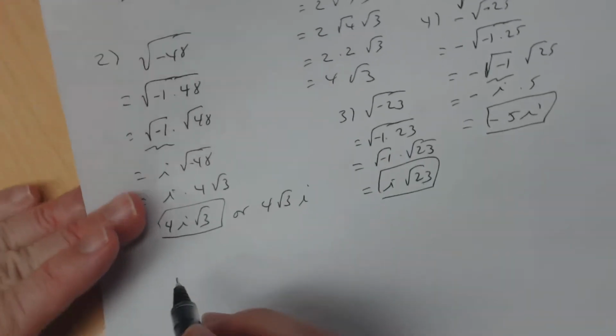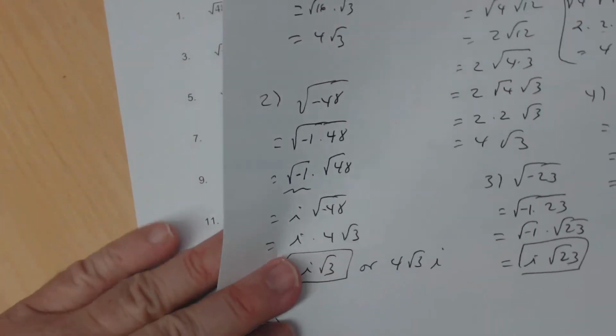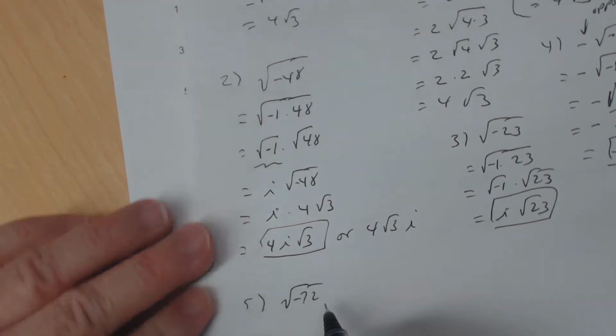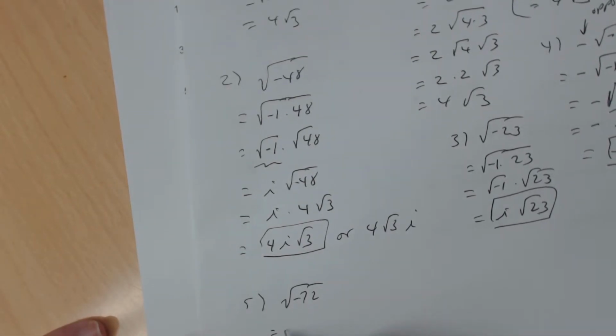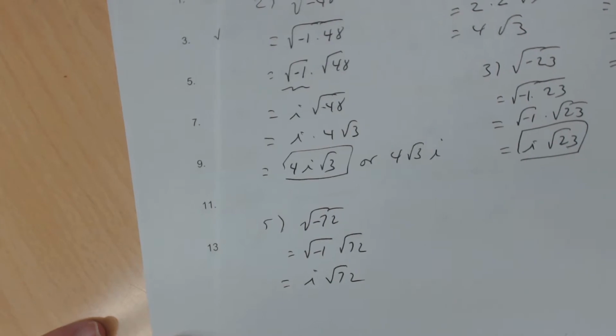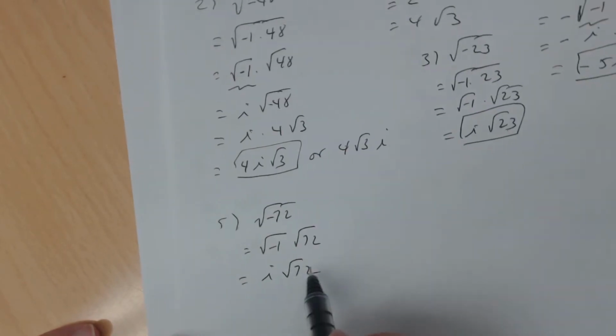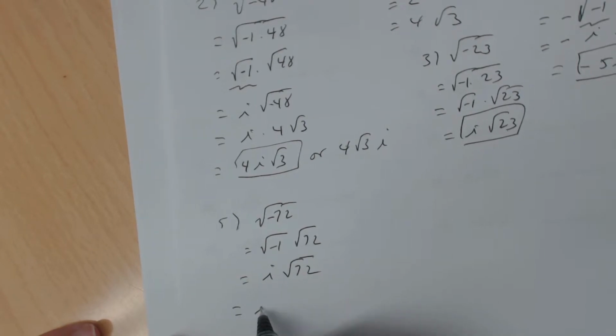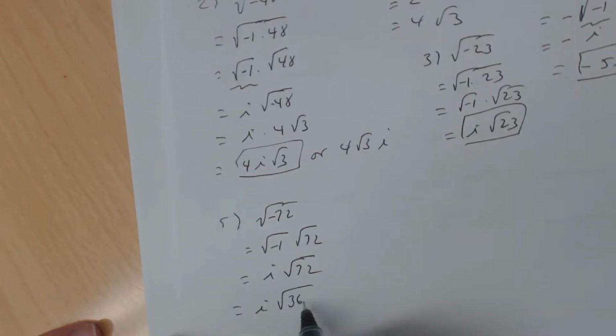Okay, number 5, you have the square root of a negative 72. So that's going to be the square root of a negative 1 times the square root of 72. So that's i square root of 72. So imaginary unit i. Now let's talk about 72. 36 is a perfect square, the largest perfect square that goes into 72. So you get i square root of 36 times 2.